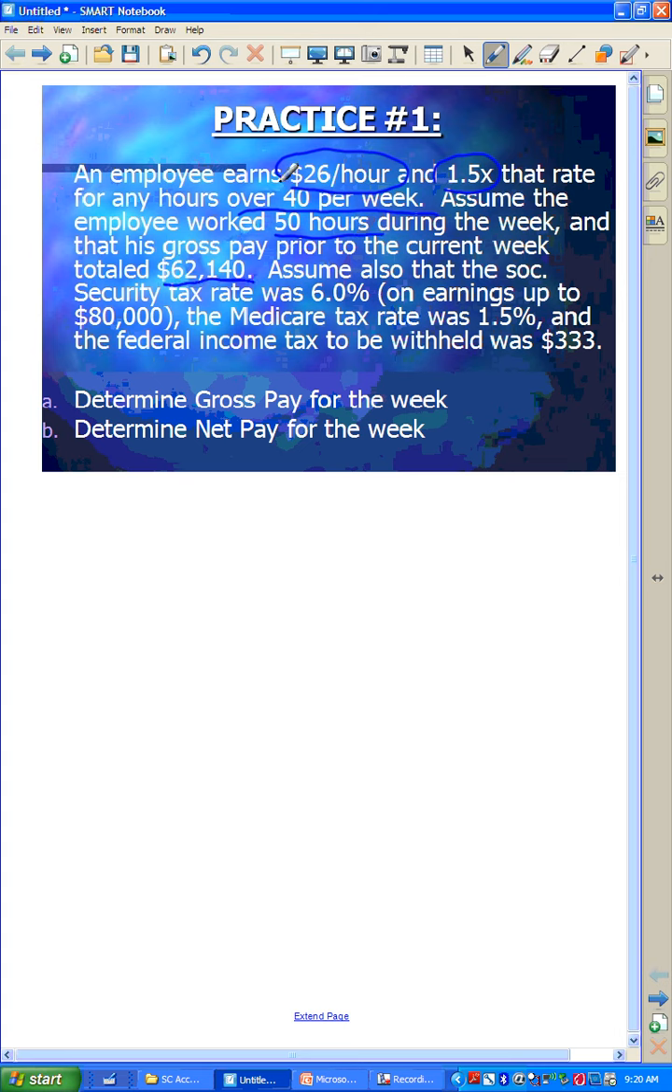We don't need that till later. It says first let's find his gross pay for the week. So let's do that, right? He works 40 hours at $26 per hour. So we know we're going to need that. So this is dollars per hour, and this is hours. So it's going to give him, I think, 26 times 40 is 1,040.